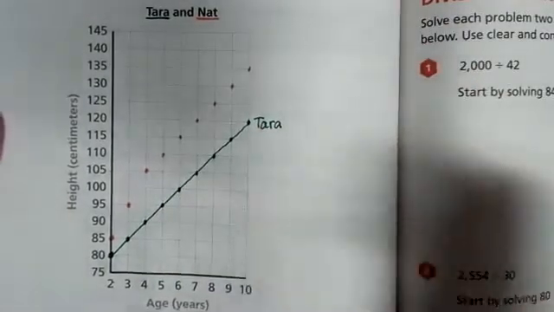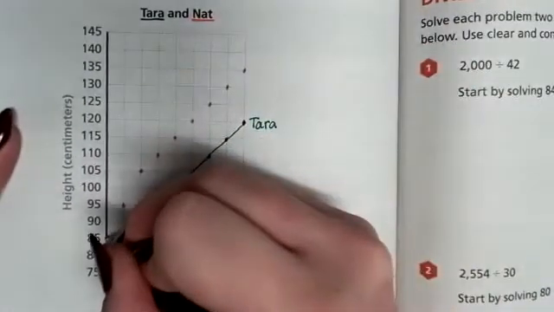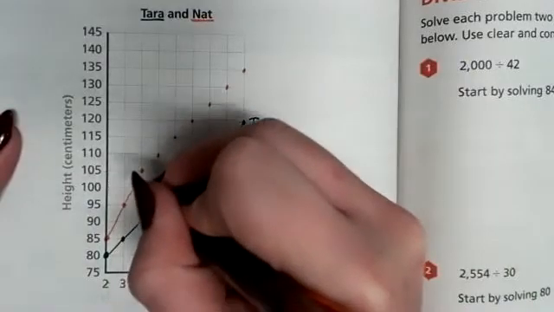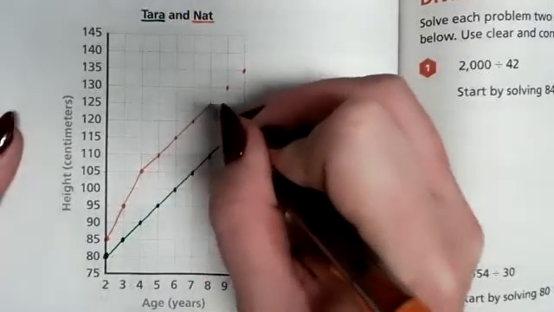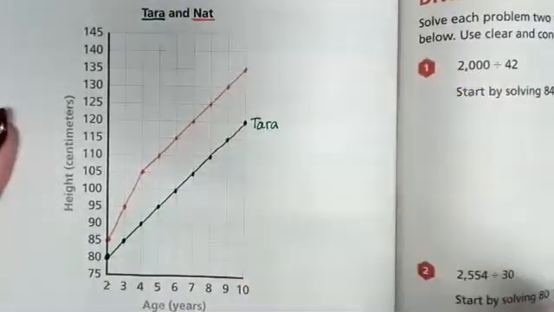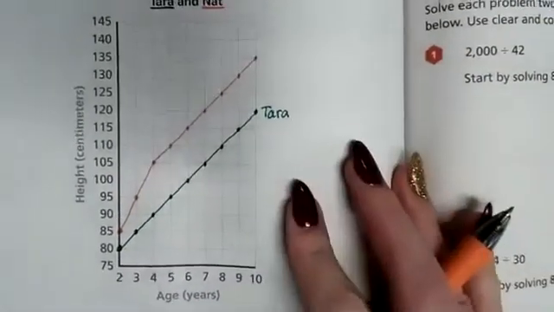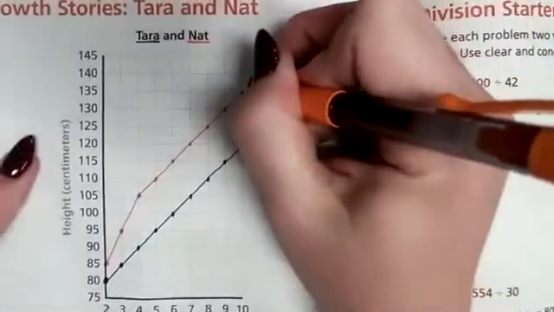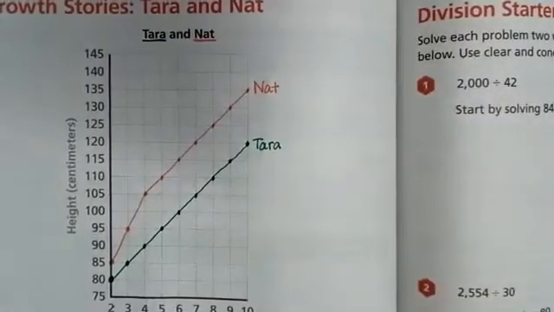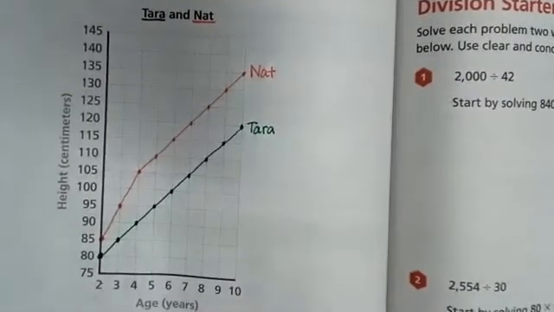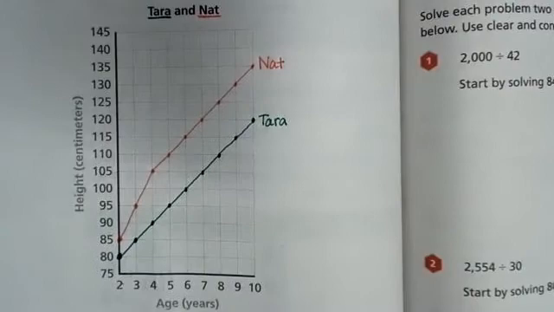Okay, now all I have to do is just connect these dots. Here and here. Okay, so, oh, sorry, I forgot my last thing. Got to label. There. Now it's very clear. I can tell exactly whose data is whose.